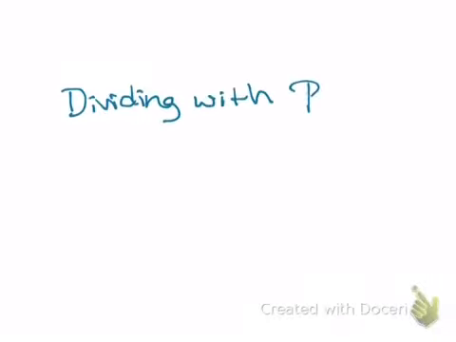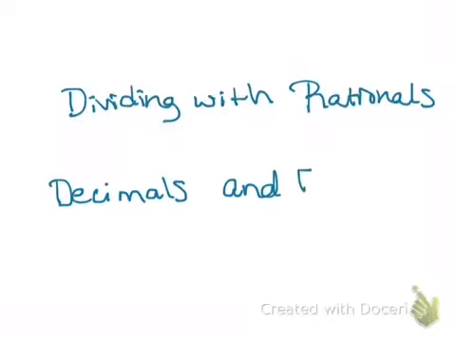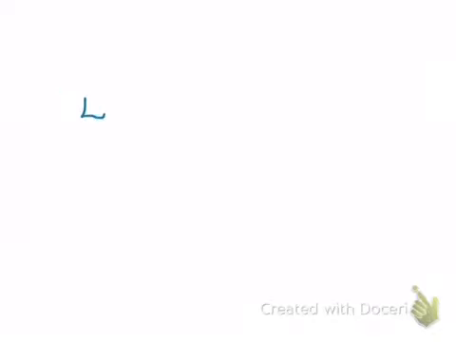This lesson will be about dividing with rational numbers. Rational numbers include decimals as well as fractions. Our first problem is 42 4/10 divided by -2. A positive divided by a negative will be a negative answer. So remember that, or go ahead and put a negative in your answer blank.